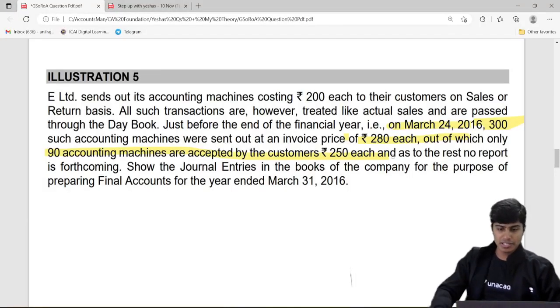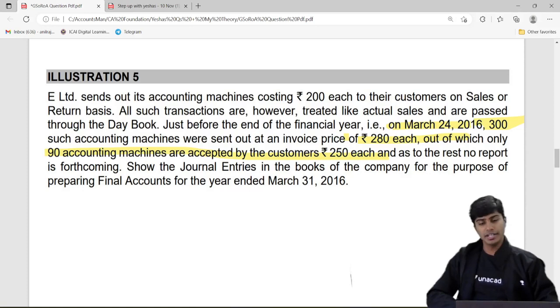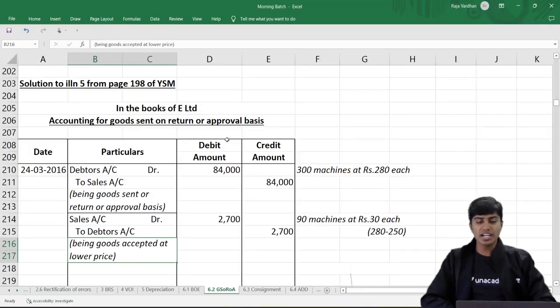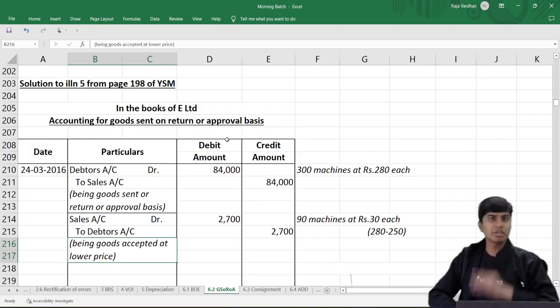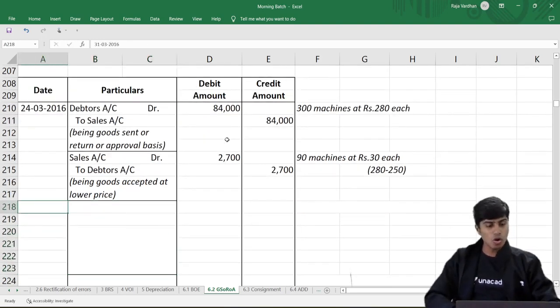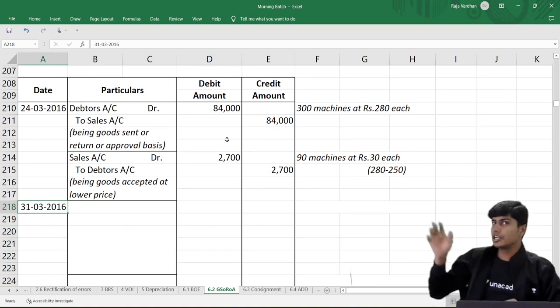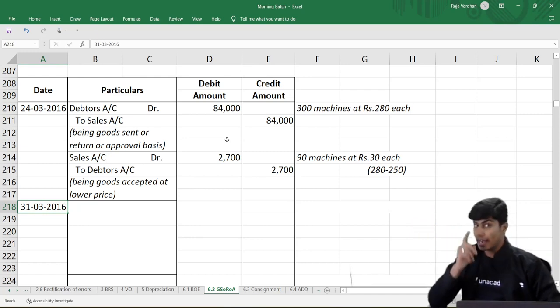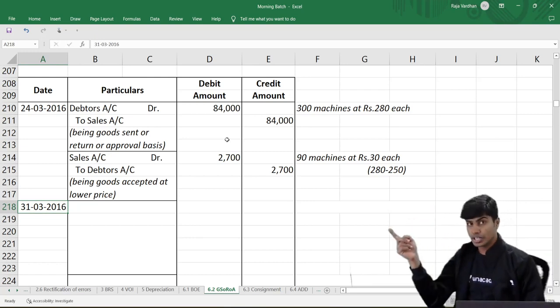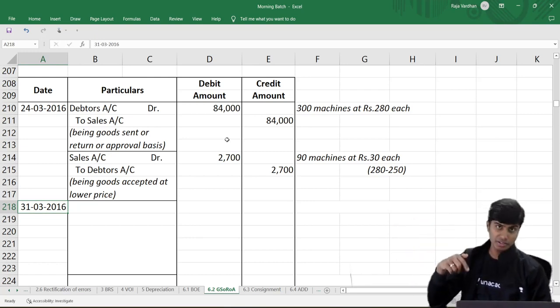And for the rest, no report is forthcoming. We've received no information regarding the rest of it. Show journal entries. So we have sent 300 machines, out of which 90 machines have been accepted. 210 machines have not been accepted. So on the year end, 31st of March 2016, we need to reverse the sales entry that we have passed for 210 machines. And we should also include such 210 machines into our inventory.